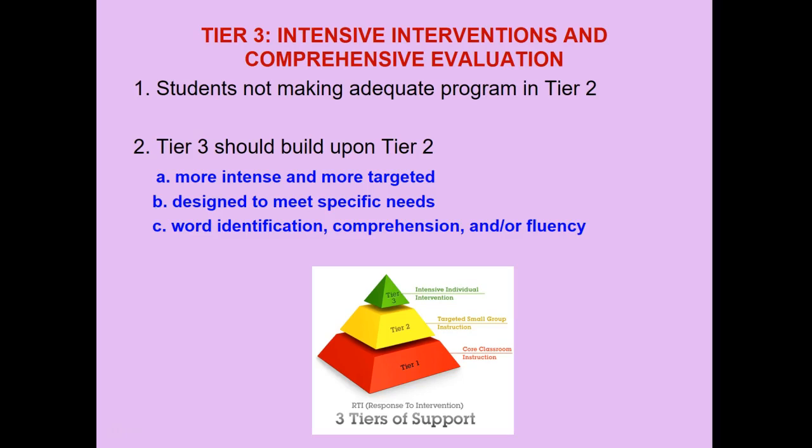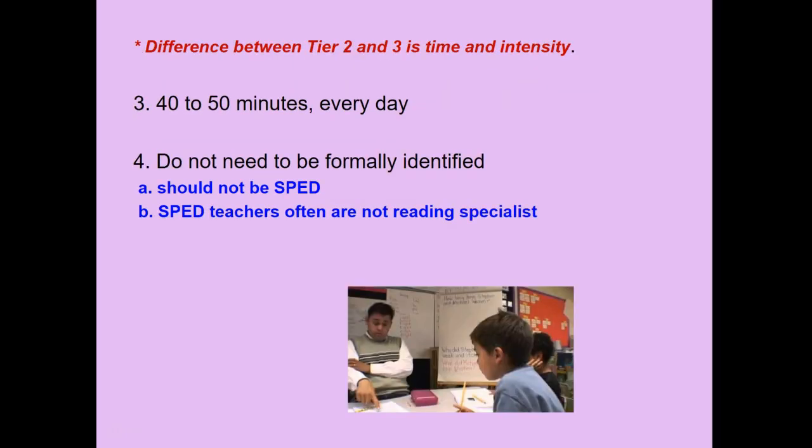And then Tier 3. Students not making adequate progress in Tier 2, then they go to Tier 3. Tier 3 should build upon Tier 2 and be more intense and more targeted on that deficit area. And again, designed to meet the specific needs. That's why we have to have that diagnostic data, and we have to be recording assessment related to the 3 deficit areas: word identification, comprehension, and fluency. All right. The difference between tier 2 and 3 is time and intensity. I recommend 40 to 50 minutes every day.